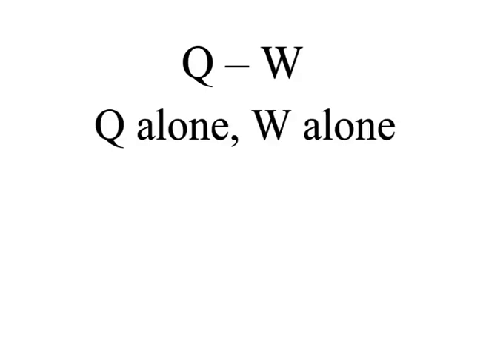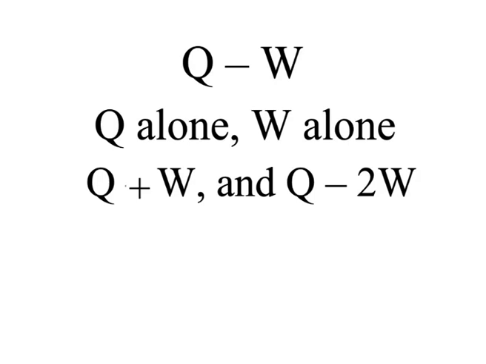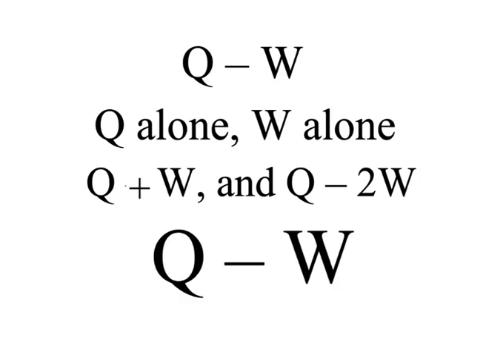It depends only on the initial and final states and does not depend at all on how the system gets from one to another. All other combinations of Q and W, including Q alone, W alone, Q plus W, and Q minus 2W, are path dependent. Only the quantity Q minus W is not.